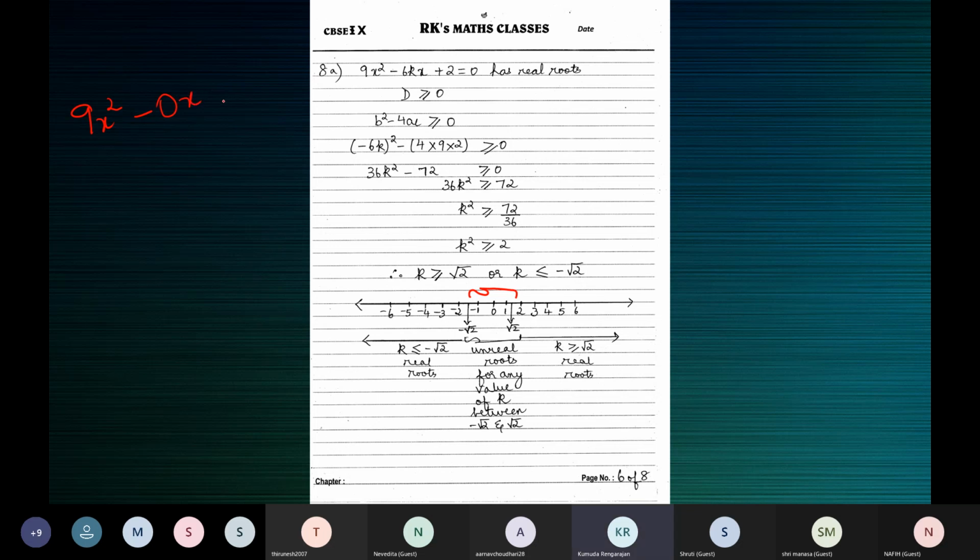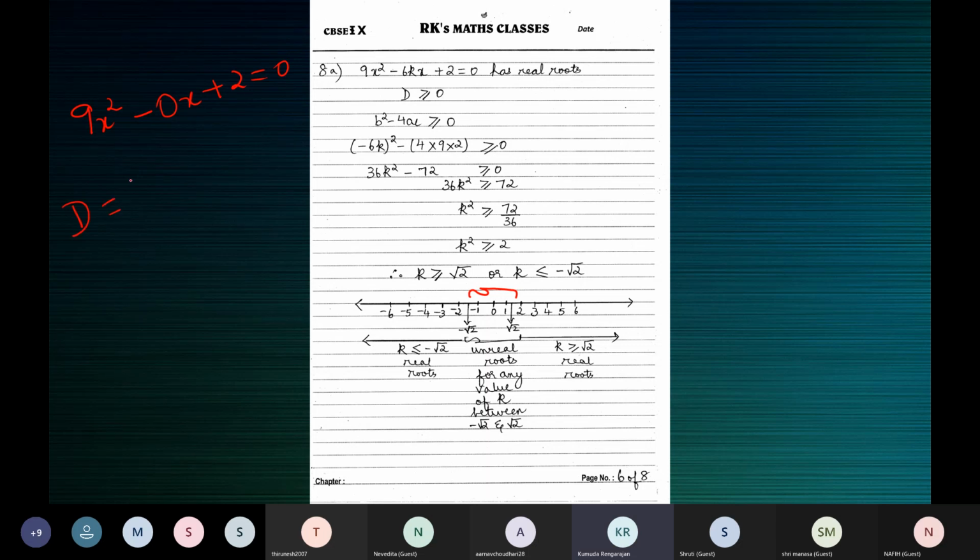When k is 0, children, the equation is 2 = 0. Now let's find that. How do we know that the equation will have unreal roots? The value of the discriminant will be less than 0, that is, negative. So let's find the value of d.